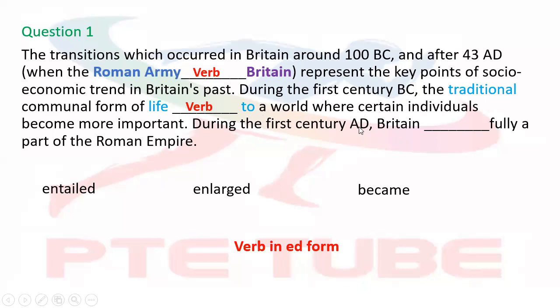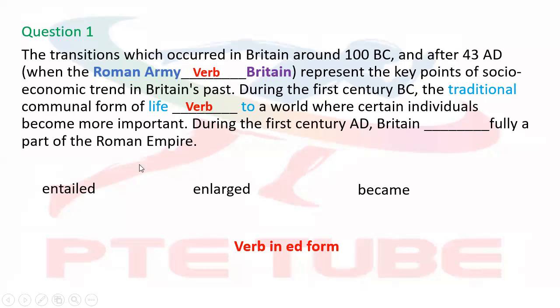During the first century AD, Britain is a noun. Okay, Britain fully part of a Rome. So I am left with only these three options. It's the simplest fill in the blanks I've ever seen. Britain dash fully part of a Roman Empire. Subject. Britain is a subject. Okay, I need a verb over here. So all these three are verbs. Then which one is suiting the best?